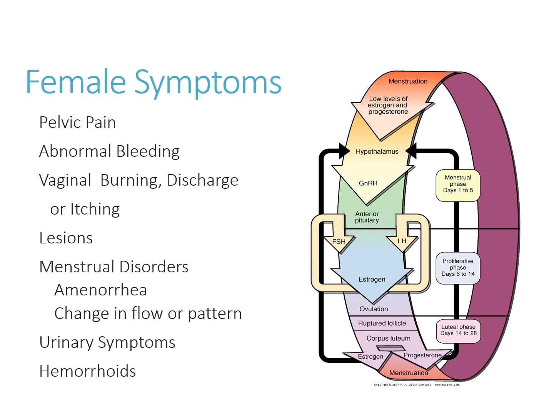Patients may complain of vaginal burning, discharge, or itching. They may complain of lesions in the perineum, and they may have menstrual disorders such as amenorrhea, which means the absence of menstrual flow, or there may be significant changes in their menstrual pattern or flow. They may have urinary symptoms, such as we talked about previously, or they may have problems related with hemorrhoids or swelling within the perineum around the rectum.